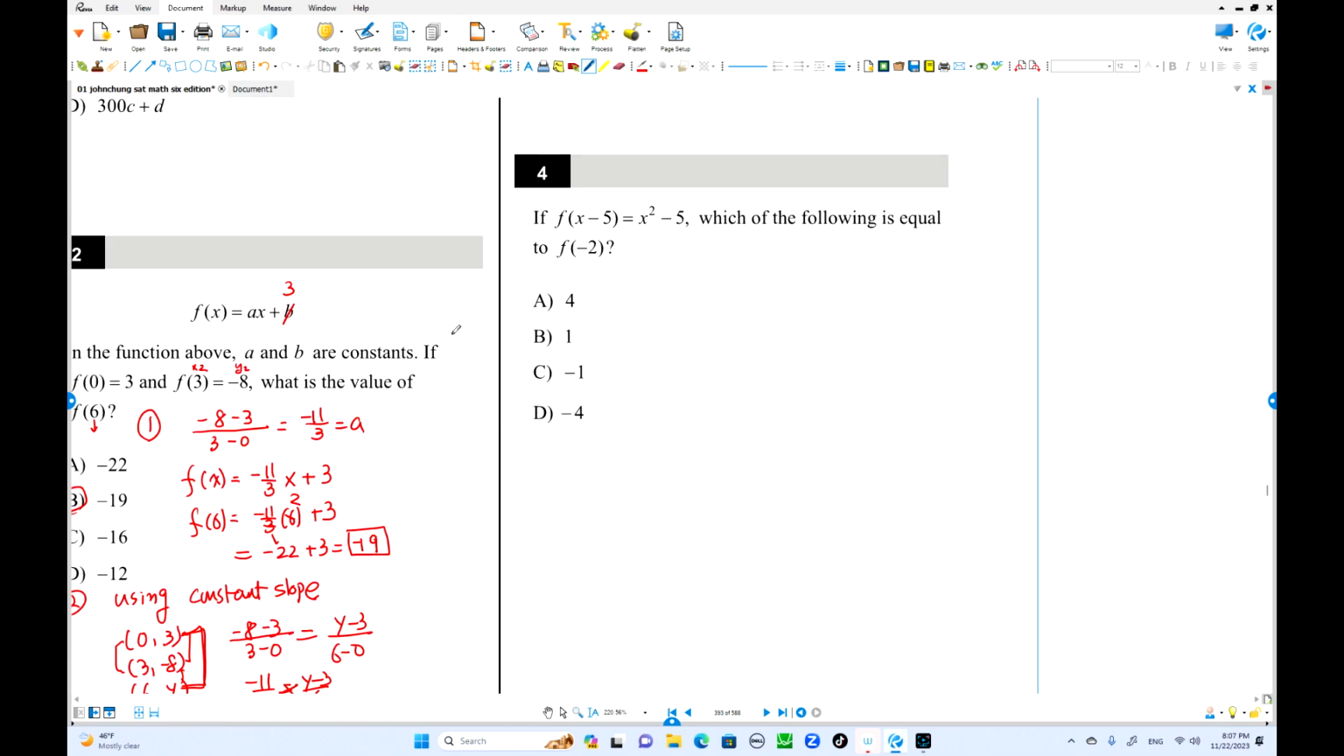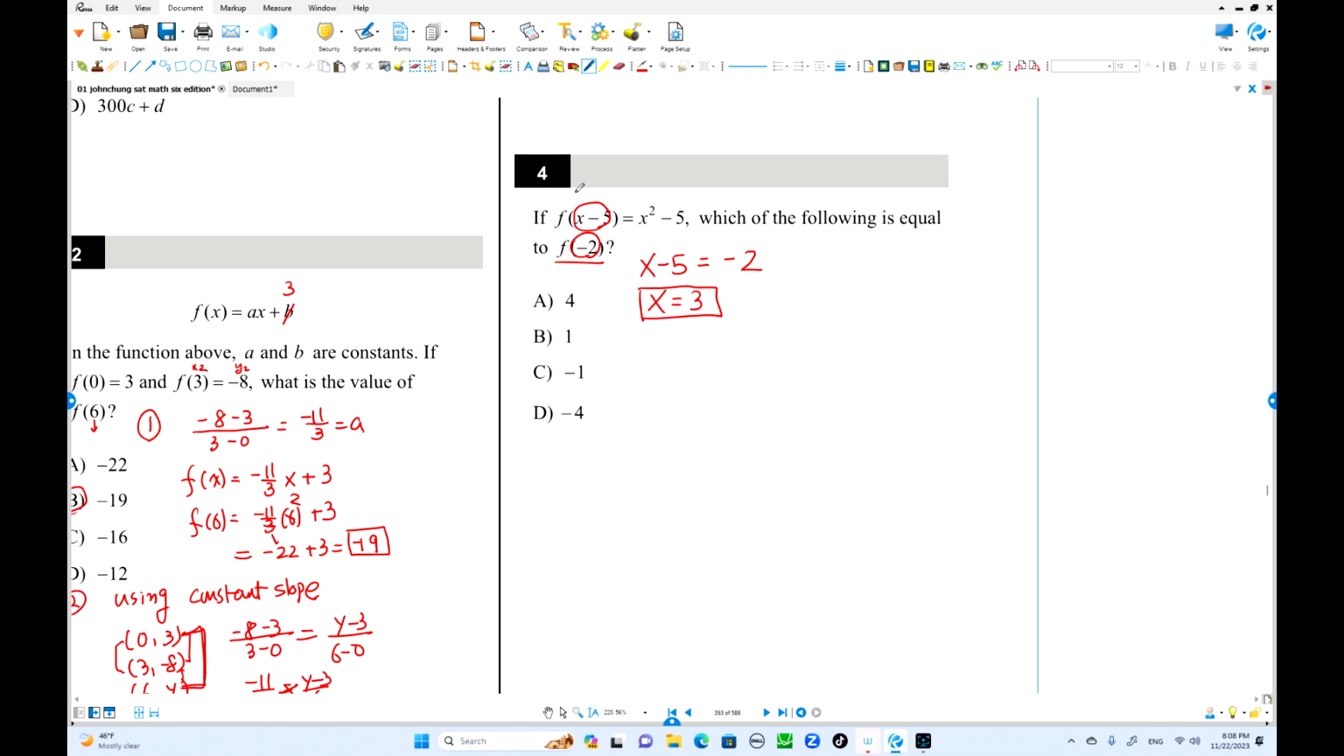Here is number 4. So f of x over x minus 5 equals x squared minus 5. Which of the following is equal to this number, x minus 2? That is the input. The whole thing is equal to this one, okay? Not x, okay? So the whole thing, x minus 5, equals now negative 2. So what is the value of x? Plus 5 on both sides, x equals 3.